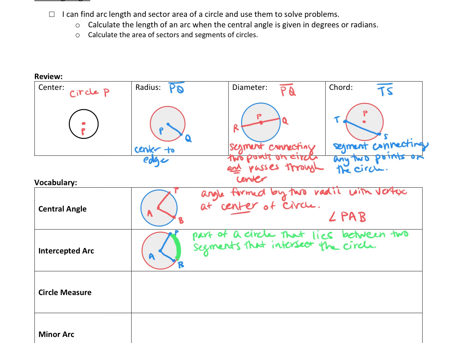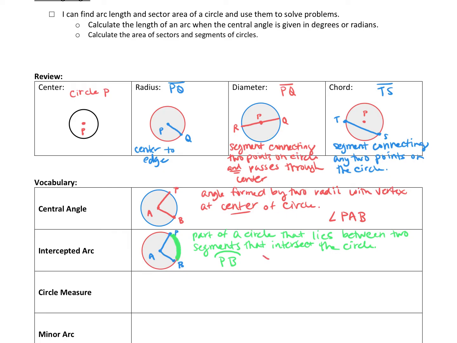So how we would write this, that is arc PB. We would write PB, and instead of putting a segment line above it, this is an arc, so we're going to put a little arc symbol above it. So that is arc PB. And it is the part of the circle that basically connects P to B right there.